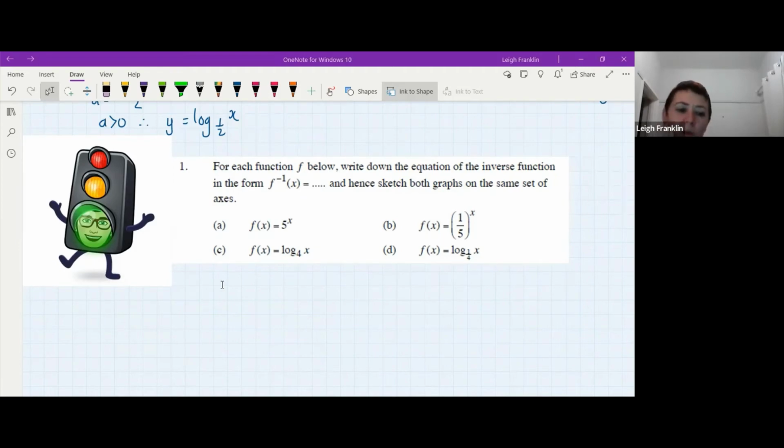Nicole and I will be quiet. Well, Nicole's always quiet. It's only my horrible voice you have to listen to. We'll be quiet for a little bit and you guys just write the inverse of the function. Don't sketch them. We're going to sketch below.